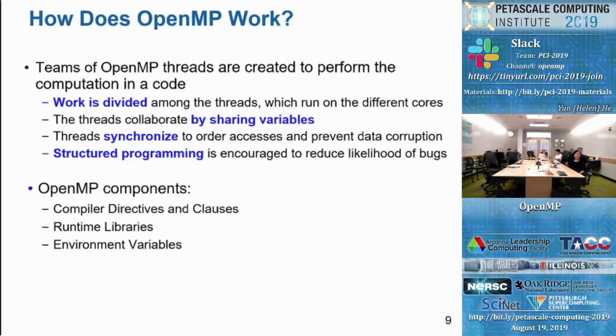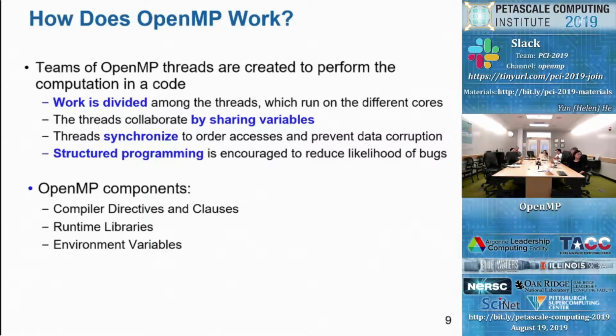How does OpenMP work? A parallel region would create a team of threads, and the work is divided among the threads so that they could run on different cores. The threads collaborate by sharing variables. There's also synchronization needed to make sure there are ordered accesses and to avoid corrupting your data by writing at the same time. Most of these synchronizations are done implicitly, so it's easier for programmers to work with this programming model.